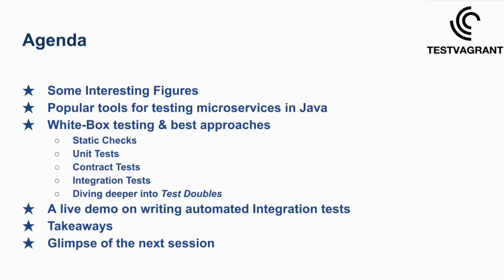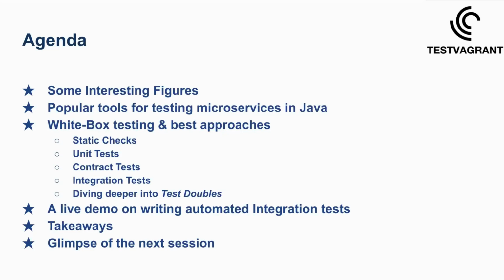Next is popular tools for testing microservices. We'll hit the Java space today and see what tools are available. Most of them you might be aware of already. Then we'll look into white box testing and best approaches across all the different layers that we have talked about: static, units, contracts, integrations. We'll also deep dive a little into test doubles, the strategy that we advocate for building your white box tests.